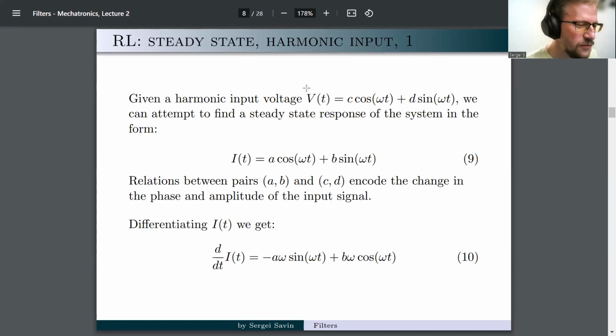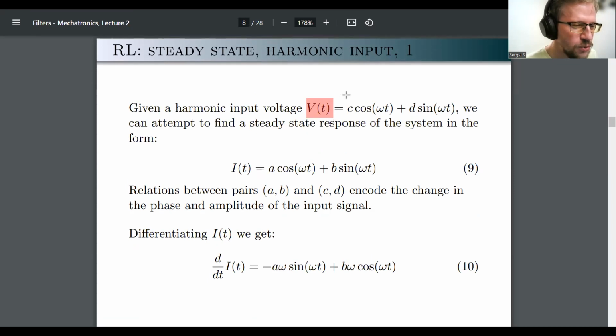Consider this case. You have input voltage, and it is equal to a harmonic function. So it is some constant C times cosine omega t, some harmonic function with the frequency omega, plus d times sine omega t. Right? If you remember a little bit of your trigonometry, or if you had a course on Fourier transformation or anything like that, maybe you recognize that this expression could be transformed using one of the most important trig identities into something like a times sine omega t plus phi, right?